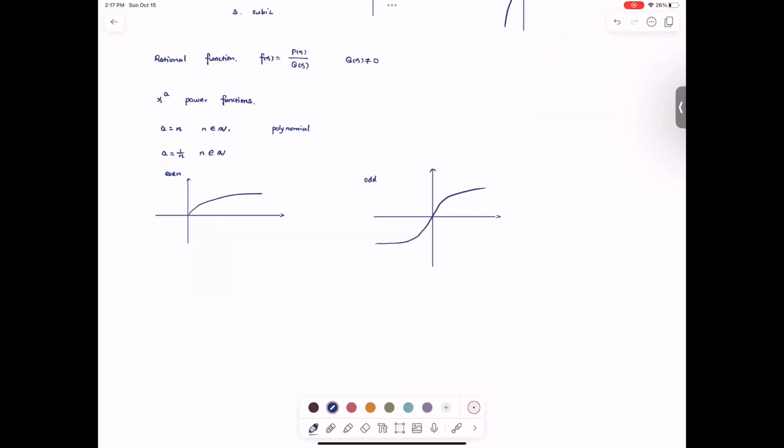What about when my a is -1? What does the graph look like?